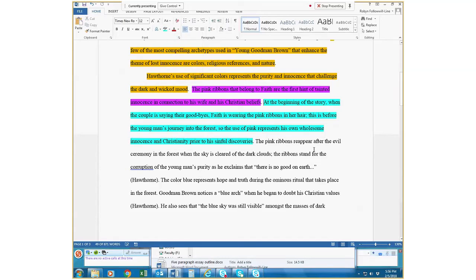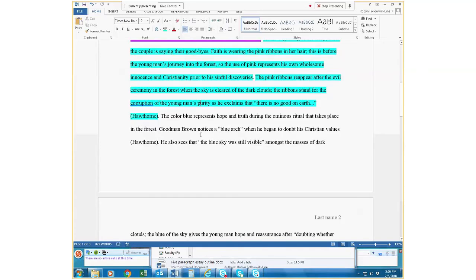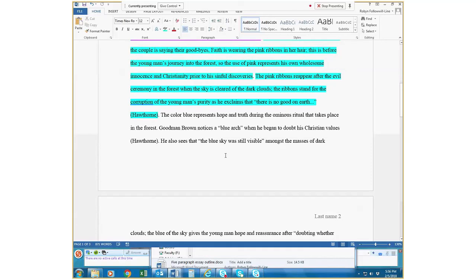The pink ribbons reappear after the evil ceremony in the forest when the sky is cleared of the dark clouds. The ribbon stands for the corruption of the young man's purity as he exclaims that there is no good on earth. There's another example. And see, this really could use some page numbers. Okay, so now the next subtopic is color blue.